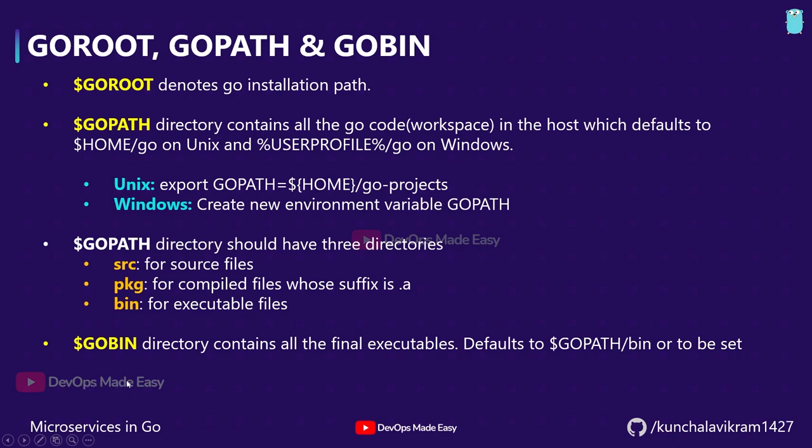And finally, GOBIN, as the name itself indicates, it is the bin. So GOBIN points to the binary locations of your Go compiled files. That means it will basically put all your final executables in this path. So it defaults to GOPATH and /bin, that means the bin folder inside your GOPATH. You can also set it according to your own path requirements.